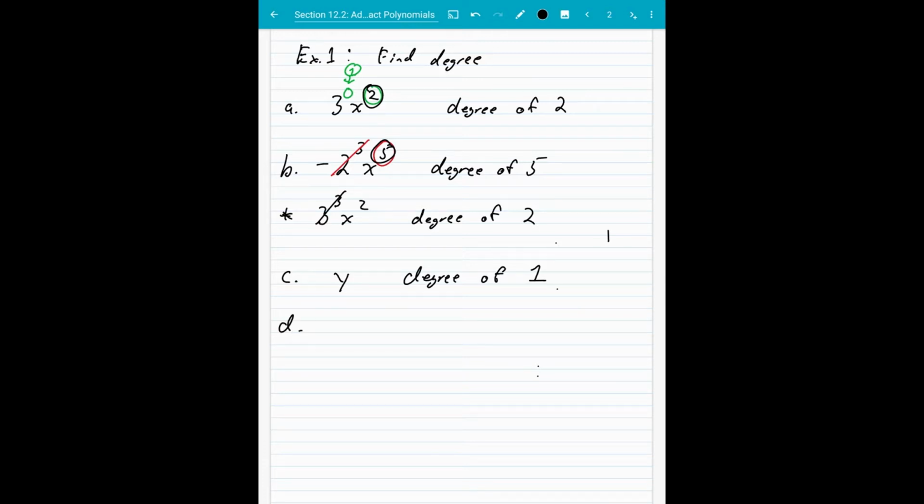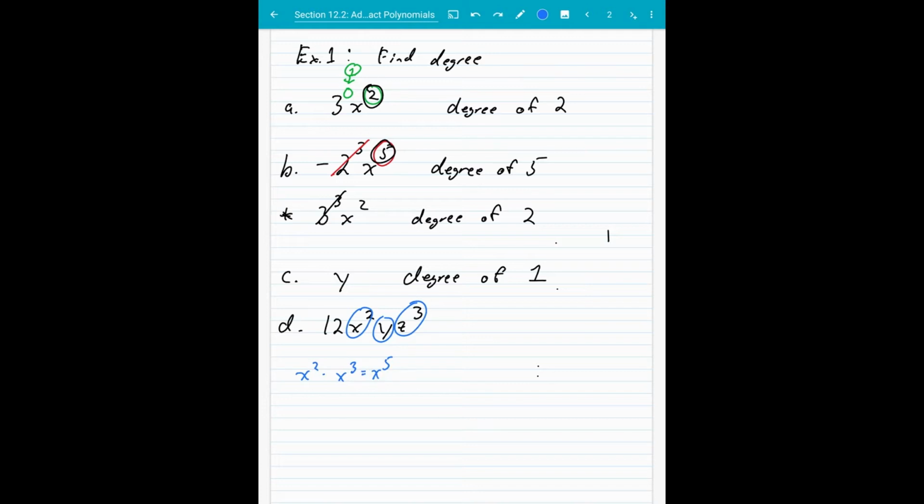If we look at D, this one is 12x to the second yz to the third. This one has multiple variables. It has 1, 2, 3 variables here. Now remember in the last lesson when we talked about if you multiply two like variables, you add the exponents, right? You add the 2 and the 3 together. Well, we know we can't put all of these together, but notice when we added them together here, it makes a 5. So for something like this, this would be a degree of 5 if they all multiplied together.